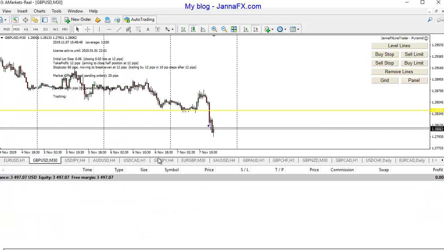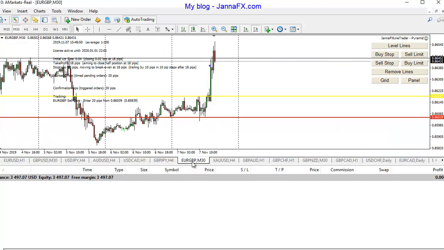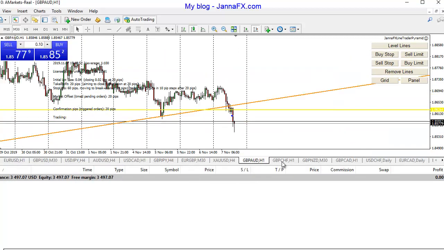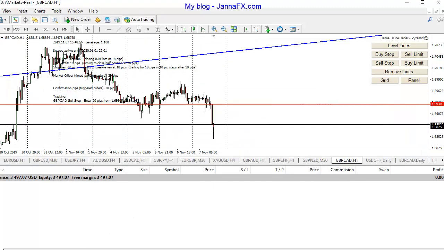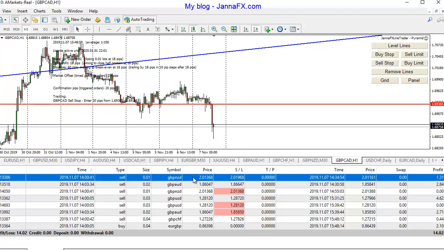And after some time, as you can see now, I have all the orders closed. So all the pairs which were picked up, all closed. So that's pretty much it, guys. This is the results of the trades.